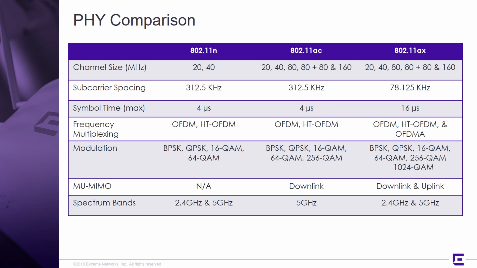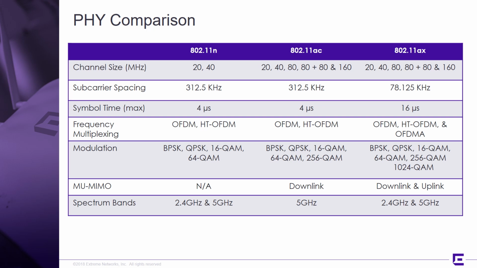The symbol time is the time that is used on each subcarrier when transmitting the data. It has been a maximum of 4 microseconds for 11N and 11AC, but now a maximum of 16 microseconds for added efficiency. We'll cover that on another slide.